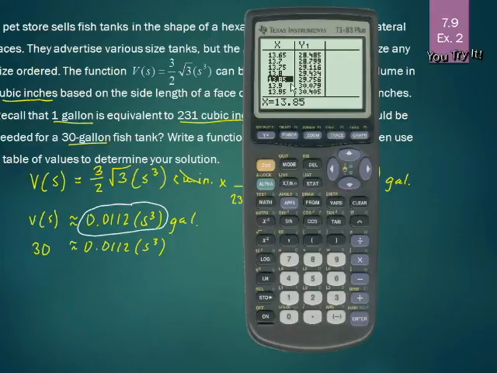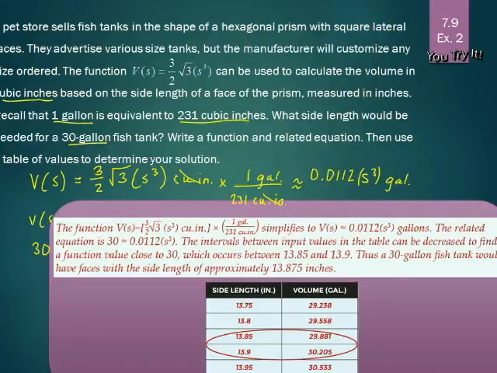And so let's go ahead and summarize. The function V(s) = (3/2)√3 s³ cubic inches times 1 gallon divided by 231 cubic inches simplifies to V(s) is approximately 0.0112 s³ gallons. The related equation is 30 is approximately 0.0112 s³. The intervals between input values in the table can be decreased to find a function value close to 30, which occurs between 13 and 85 hundredths and 13 and 9 tenths. Thus, a 30-gallon fish tank would have faces with a side length of approximately 13 and 875 thousandths inches.